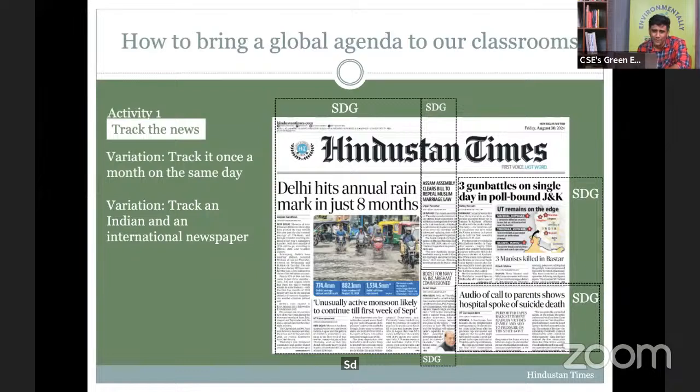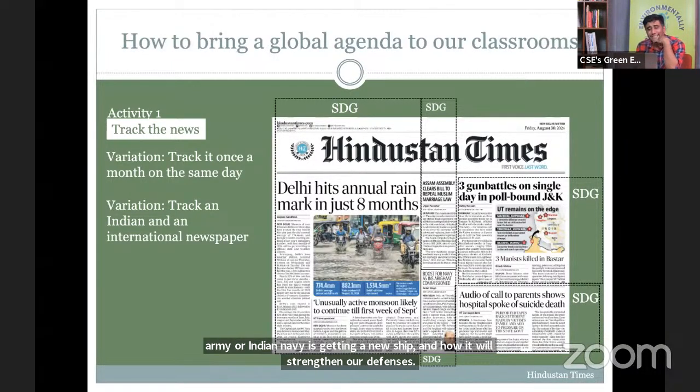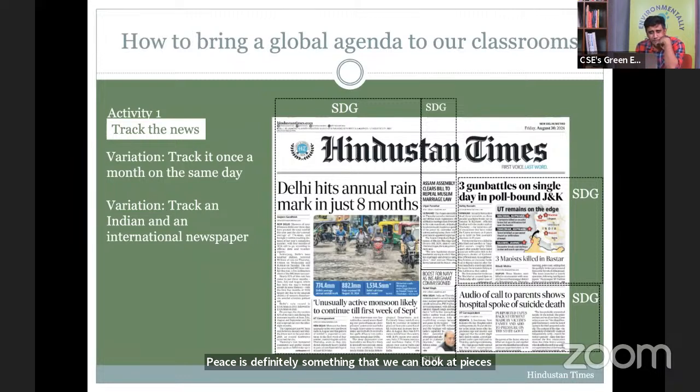I don't know how we will pull it that much, but then SDG 9 talks about industry, innovation, and infrastructure. I also don't know. So we are talking about how the Indian Navy is getting a new ship and how it will strengthen our defenses. Peace is definitely something that we can look at. Peace is again SDG 16. Maybe SDG 8. SDG 8 talks of decent work and economic growth. Maybe, if they are able to hire more people.